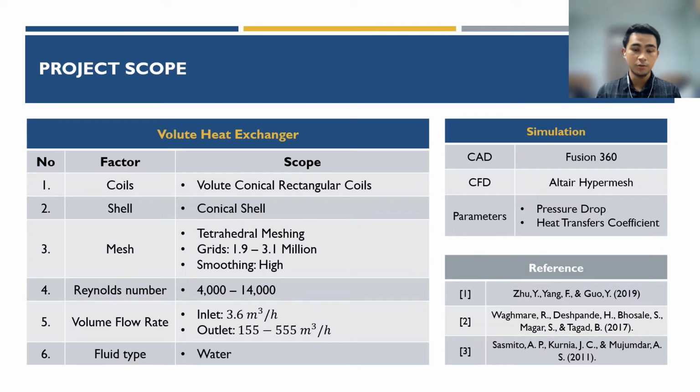For the simulation process, I will use the Fusion 360 application to develop the CAD model, and I will use Altair HyperMesh for the CFD simulation. Some parameters that we record from the simulation are the pressure drop, heat transfer coefficient, and other related parameters for the predictive model development.